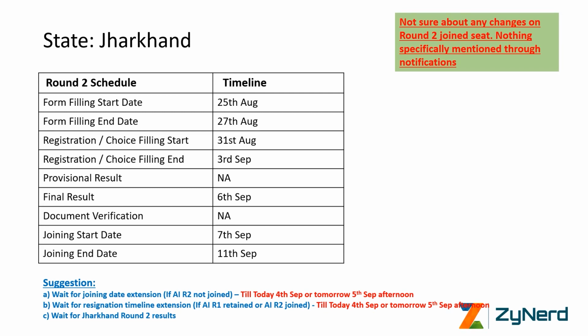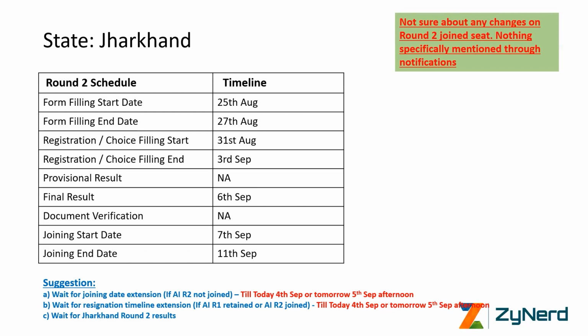So it is very difficult to estimate what will happen with the removal of seats, but you can always wait for the joining extension, right? If All India round 2 joining is extended beyond the 6th September, that is fine. You will always know that. You can not join and wait for the results. In case it is not extended but the resignation timeline alone is extended, or if you are an All India round 1 retained or joint candidate, after joining All India round 2, today you can go and join, or tomorrow you can go and join, and then you will be allowed resignation. But here the only consideration is whether there will be a removal.